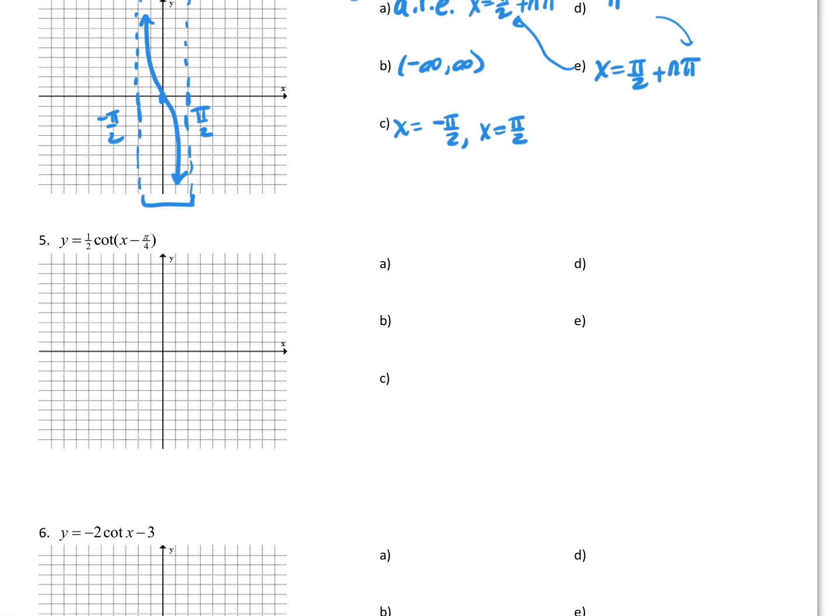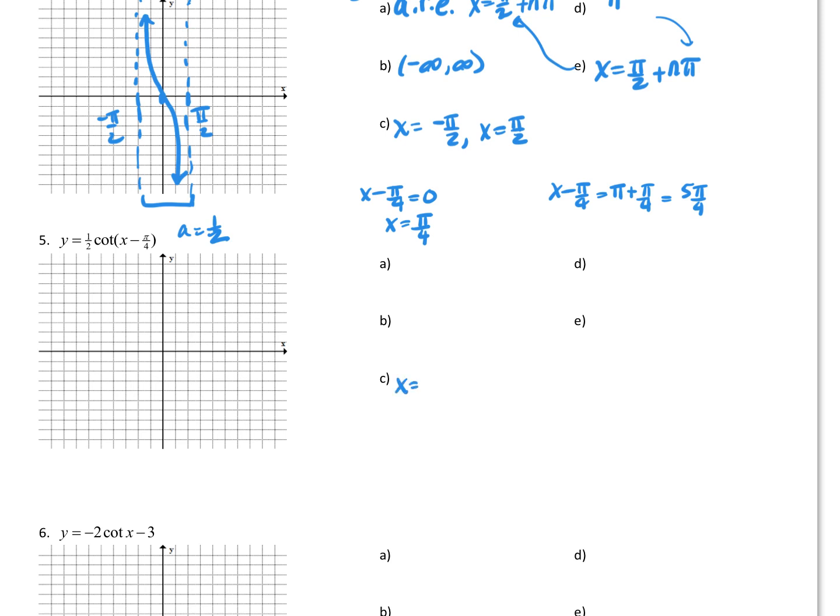Let's keep on going. This one has an a value of 1/2, so it's going to be a little flattened out, not as steep in the curvature. And let's look at our bx minus c. So it's x minus a fourth equals 0. So when I solve that, it's just going to become a positive 1/4. X minus a fourth equals pi. So if I add a fourth, mental math, it's going to be 5 pi over 4.